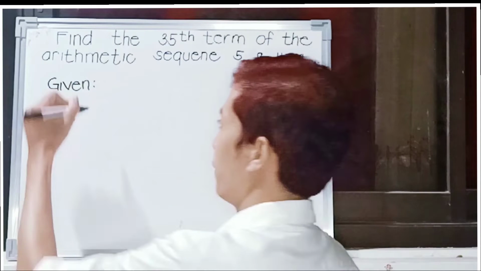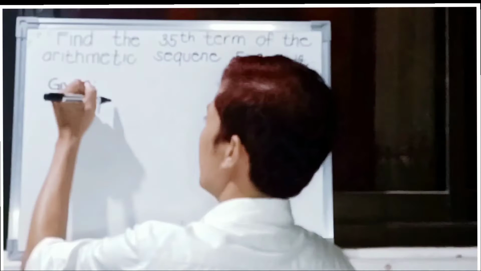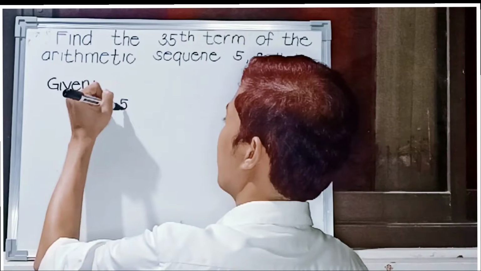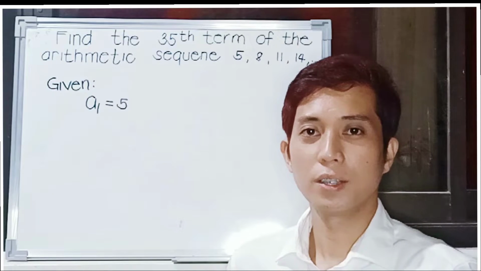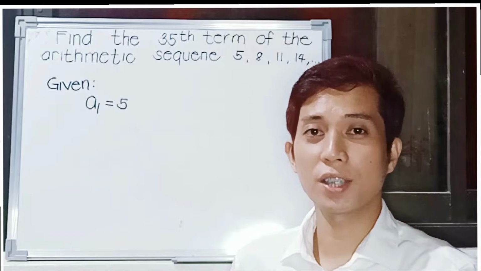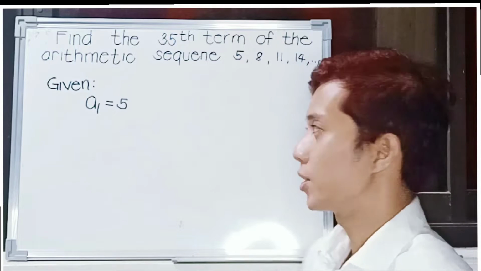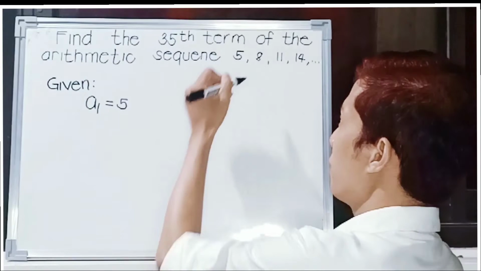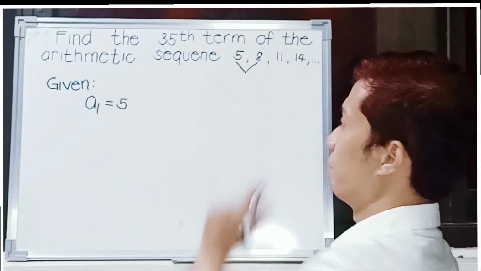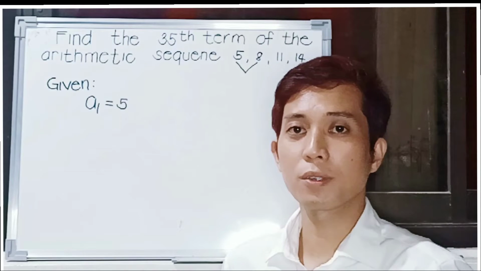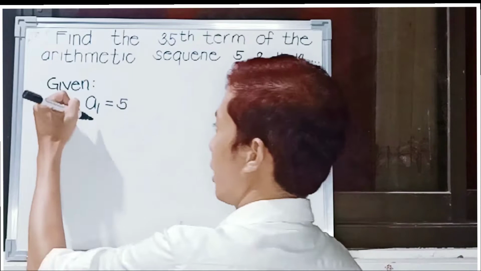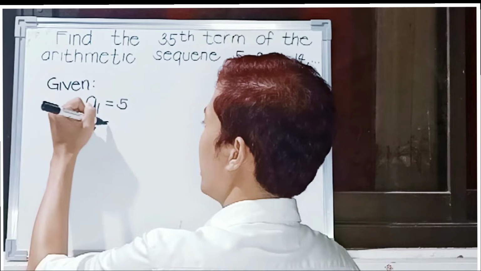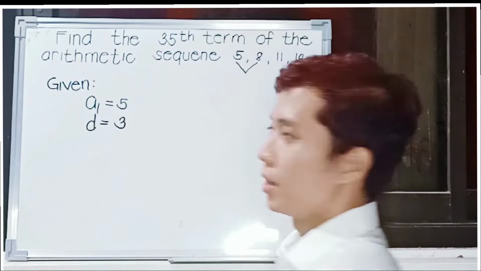Correct. Our first term is 5. What do you think is our common difference? Yes, correct. The common difference is 3. How did we get 3? Just like what we did before, we simply take the second and the first term, or any two consecutive terms of the sequence. Since 8 minus 5 is equal to 3, the common difference in the sequence is equal to 3. We are asked to find the 35th term of the sequence.